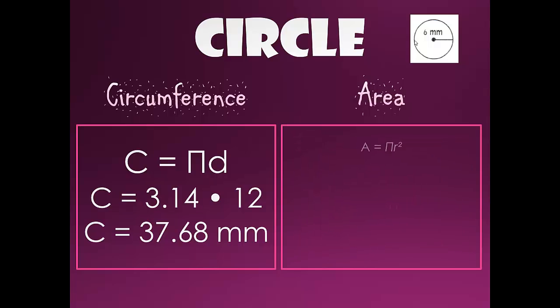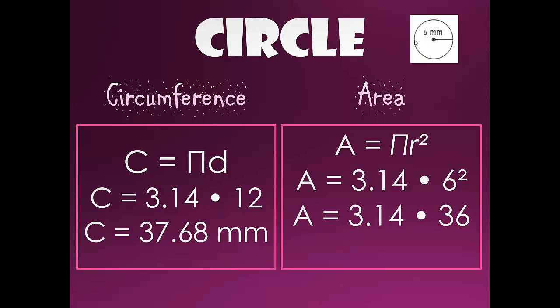For our area of a circle, our formula is A equals pi r squared. Pi again would be 3.14, and r stands for the radius. The radius of this circle is 6. So A would equal 3.14 times 6 squared, and 6 squared is 36. So our area is equal to 3.14 times 36, and that would equal 113.04, or 113 and 4/100ths. So our area is equal to 113 and 4/100ths square millimeters.